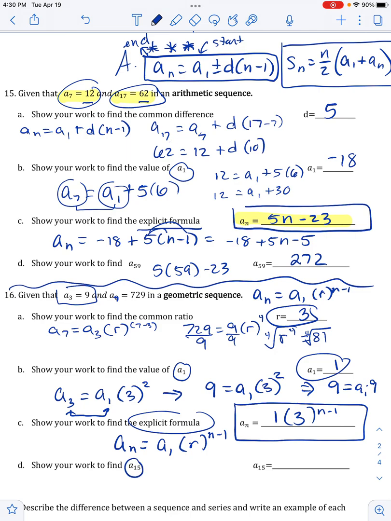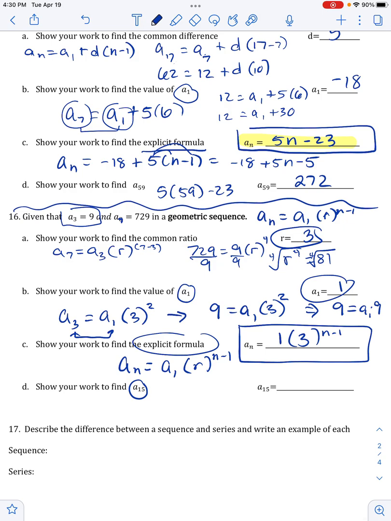And then to find a sub 15, I'm just going to plug in a 15. So 1, which really mathematically doesn't do anything. So in the end, I'm ultimately going to just be taking 3 to the 14th power for this one, because that number out in front is a 1. And I'm getting this kind of obnoxiously big number, but that happens a lot with geometrics because stuff gets bigger faster.